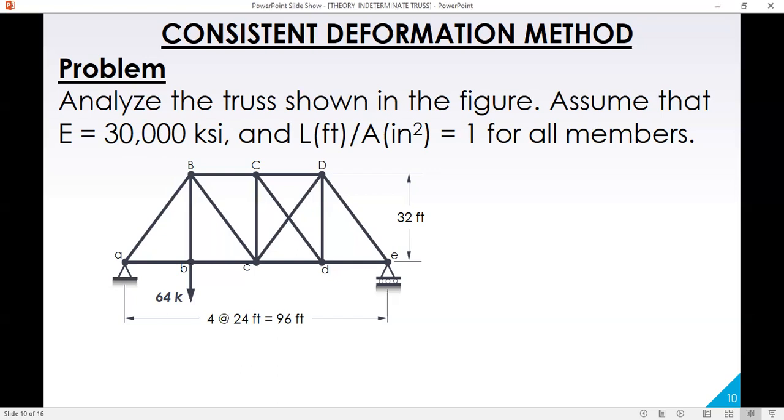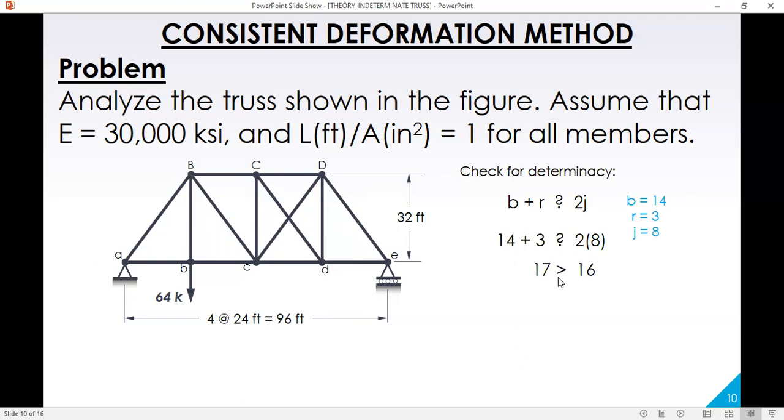So, if we check the determinacy, this is the criteria. B, number of members. If you check the number of members, there are 14 members. And R, number of reaction components, there are 3. And for the number of joints, there are 8. So if you substitute, 17 greater than 16, our classification is that the truss is statically indeterminate to the first degree. And therefore, there is one redundant.